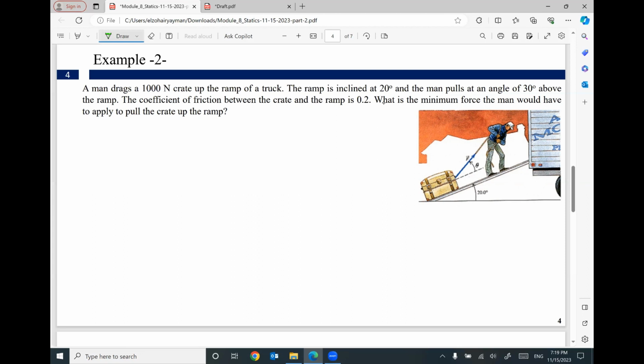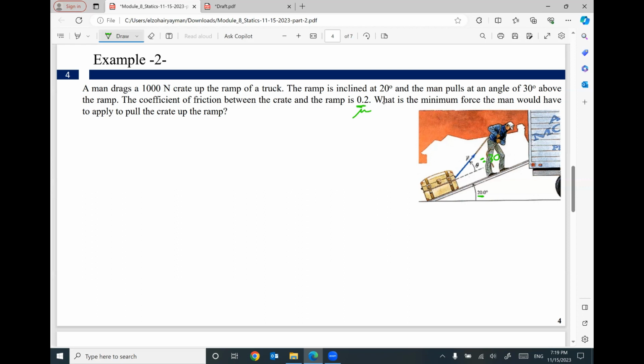The ramp has an inclination angle of 20 degrees, and the man is pulling the box with angle theta equal to 30. So be careful. We have two angles right now. The first angle, 20, is for the ramp, for the surface of contact. And we have another angle, 30, for the force that is pulling the box. The coefficient of friction between the box and the ramp equals 0.2. This is mu. What is the minimum force this man needs to apply to make this box move?